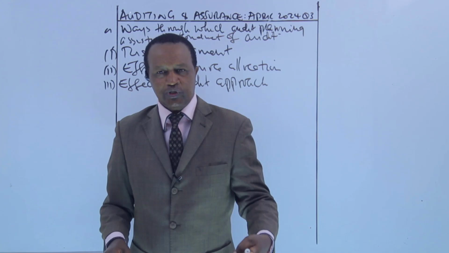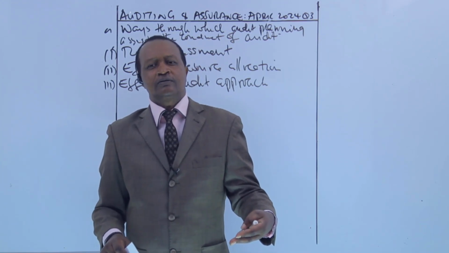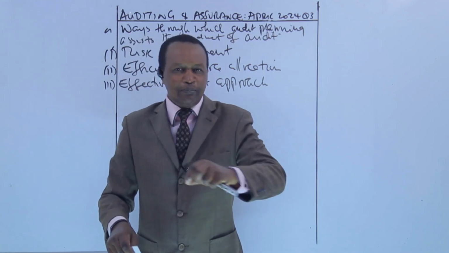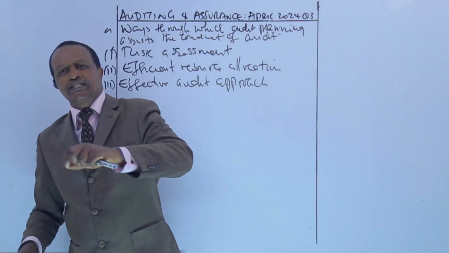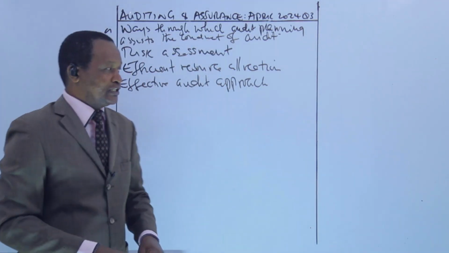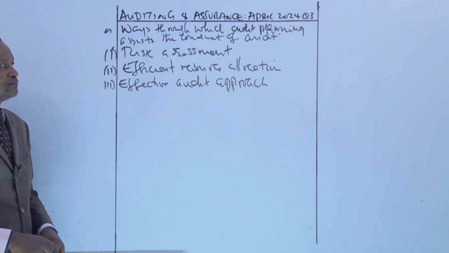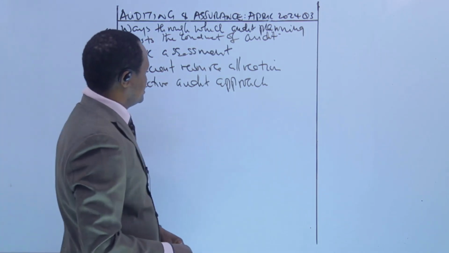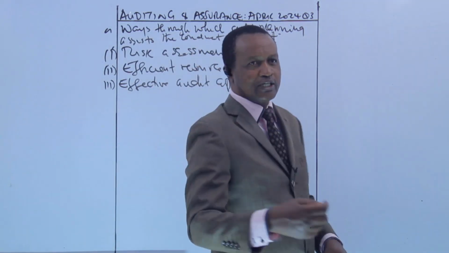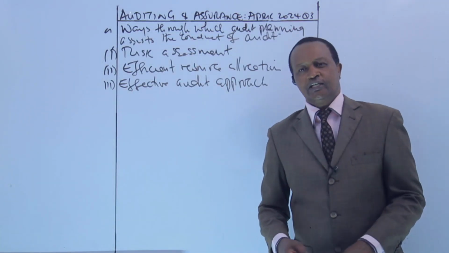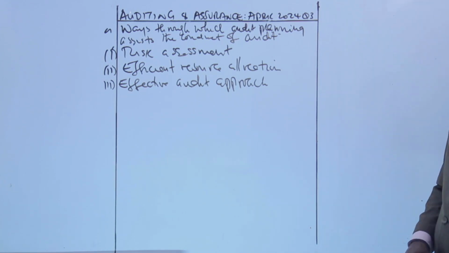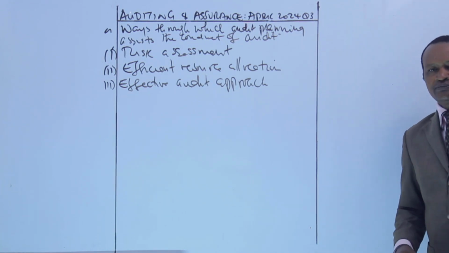So there is an audit approach. And I've said a well-structured audit plan outlines the approach. It outlines the timing, the nature, and the extent of the audit procedures. Do you understand? An effective audit approach is a way in which audit planning assists in the conduct of an audit.